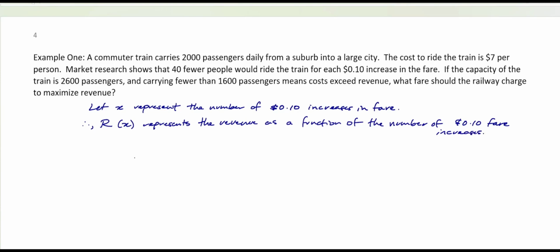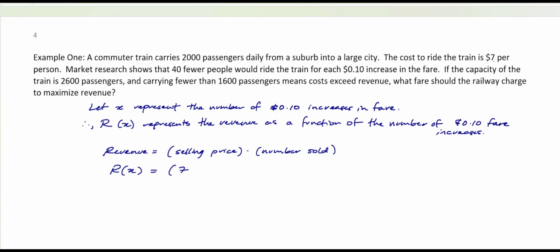So recall that the revenue function is defined as follows. Revenue is equal to the selling price multiplied by the number sold. Okay, let's go back to the original question here. Let's take a look at the selling price. The cost to ride the train is $7. So what I'm going to do is set up my revenue function, revenue as a function of those fare increases. So I'm starting with $7.